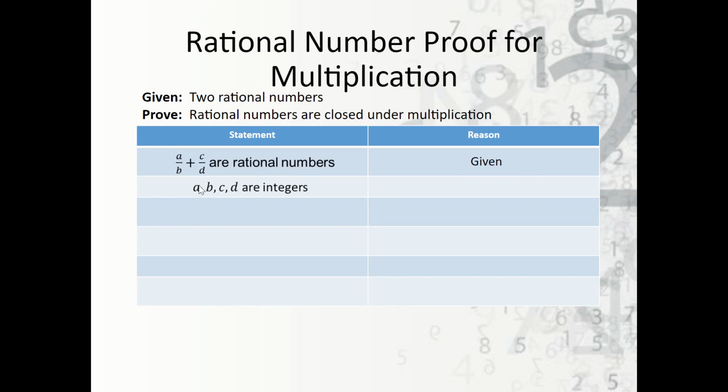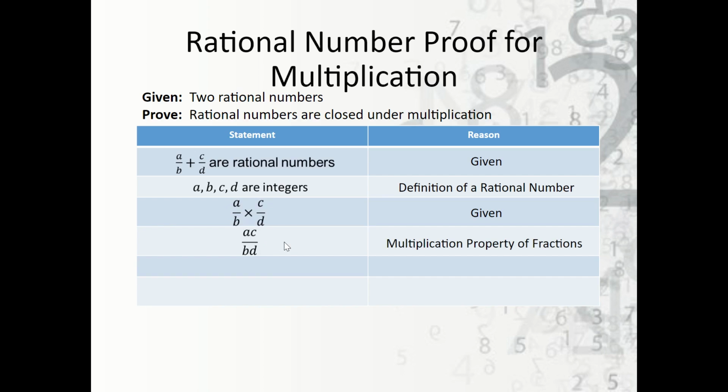Now we should note that a, b, c, and d are integers, and we know that they're integers because we're given that these were rational numbers. By the definition of rational numbers, the numerator and denominator each have to be integers. So our reason for that would be the definition of a rational number. Now we're going to multiply a over b times c over d. And that's given, right? That's what we're told to do, multiply them. We know that by definition, we multiply directly across. So we get a times c and b times d.